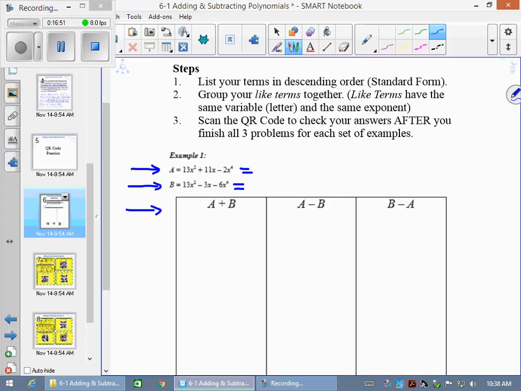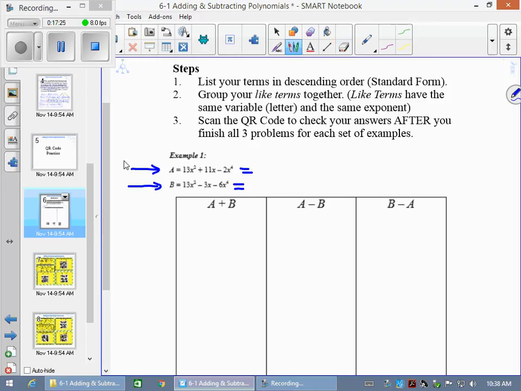Then I'm going to go to A minus B. I'm going to rewrite my A in standard form, subtract B from it in standard form, and combine like terms. Don't forget to distribute your minus sign. Don't forget your parentheses. Then I'm going to do a third example with these 2 polynomials. I'm going to take B and subtract A from it, again, not forgetting parentheses and not forgetting to rewrite things in standard form.